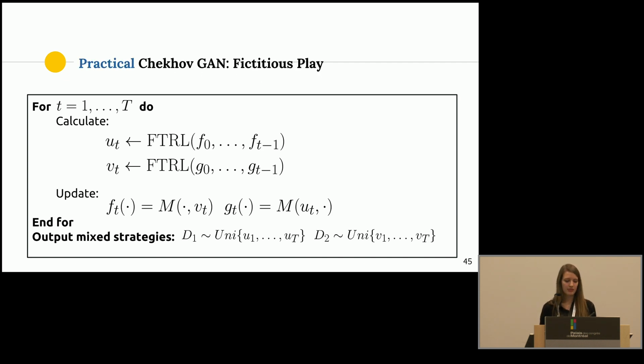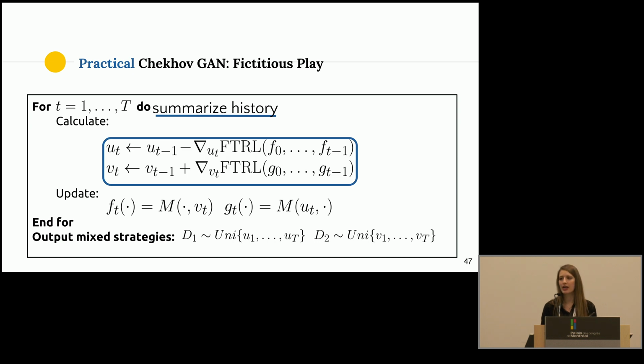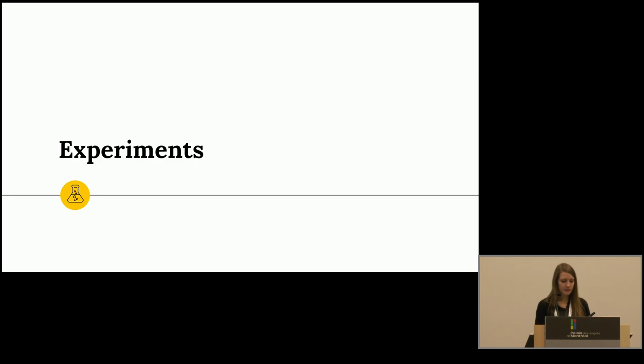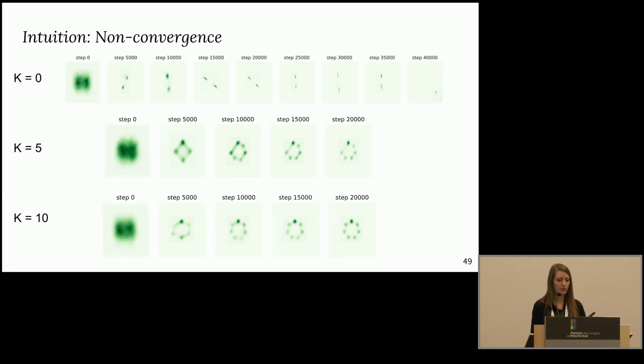In practice, obviously, it's very hard to keep snapshots of all the previously seen models for the generator and discriminators. So what we do is summarize the history in some way such that we keep only k representative models of generators and discriminators. And instead of taking the full FTRL optimization, we just take a gradient step with respect to the FTRL losses for the generator and discriminator.